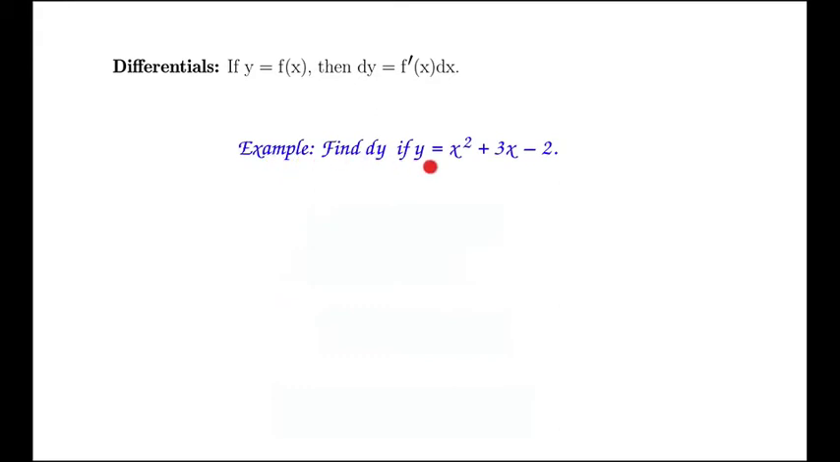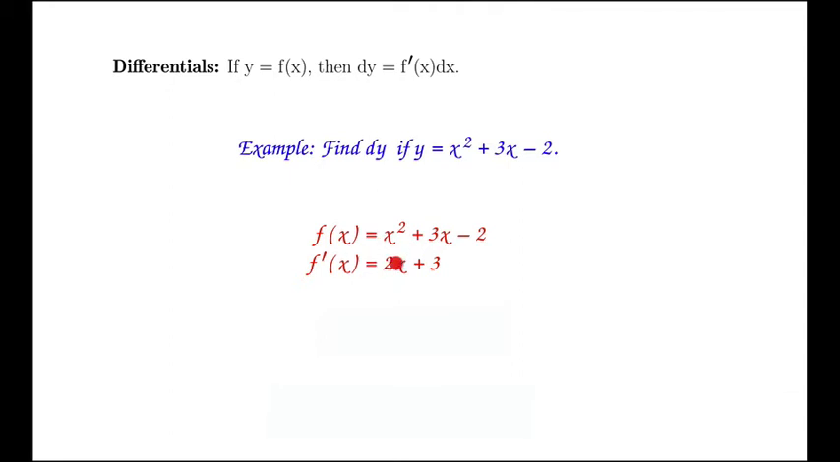Example is find dy if y equals x squared plus 3x minus 2. Examples like this are not all that much harder than finding derivatives. You just have to remember to use this formula. Well, we need y equals f of x, so we need to identify what f of x is. F of x is x squared plus 3x minus 2. And to use this formula, we just need the derivative. F prime of x is 2x plus 3. Simple enough to take the derivative.